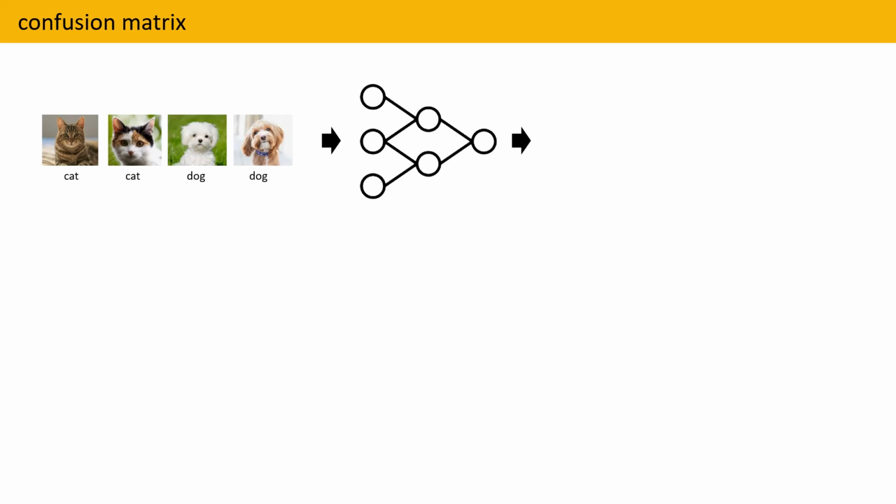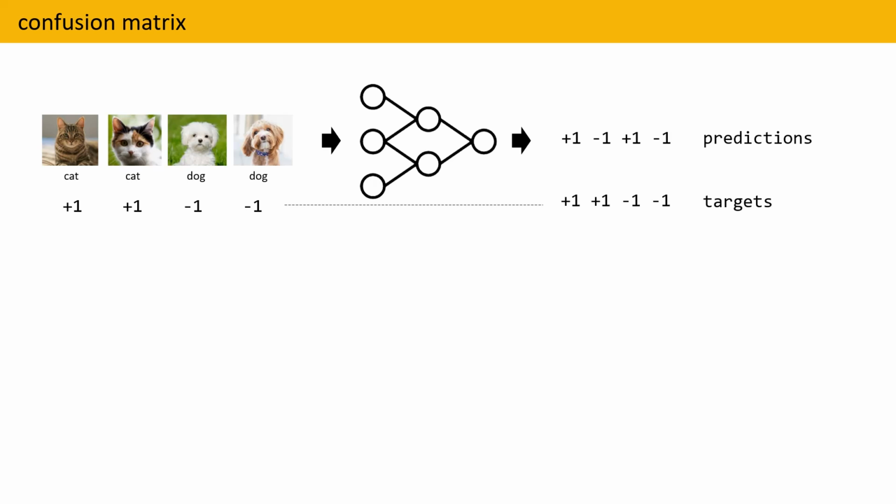Instead of working with string labels, we usually work with numbers. Let's label cats with +1 and dogs with -1. That would be a common labeling for a support vector machine, for instance. We run the classifier over the images, and the predicted labels are +1, -1, +1, and -1. Now we compare those predictions with the target labels of the input images.